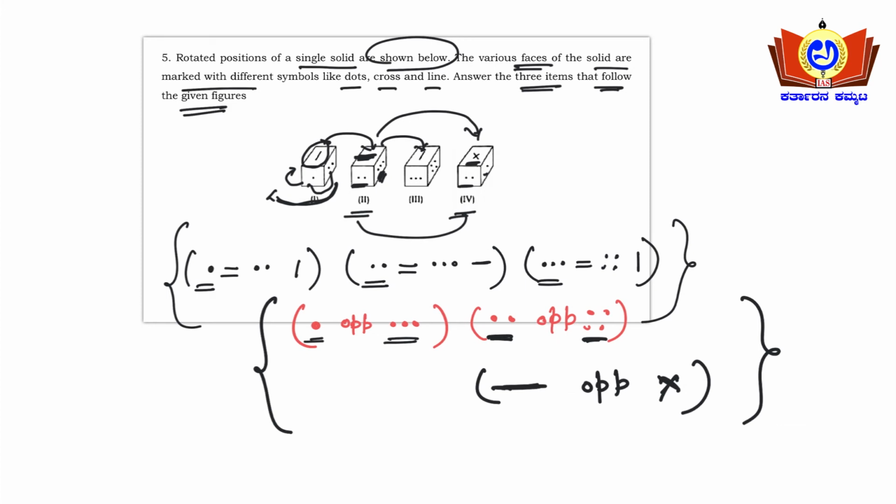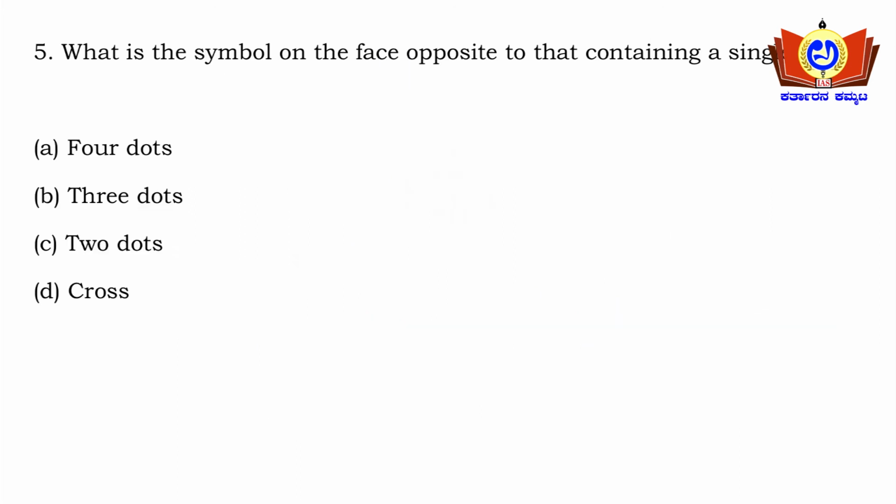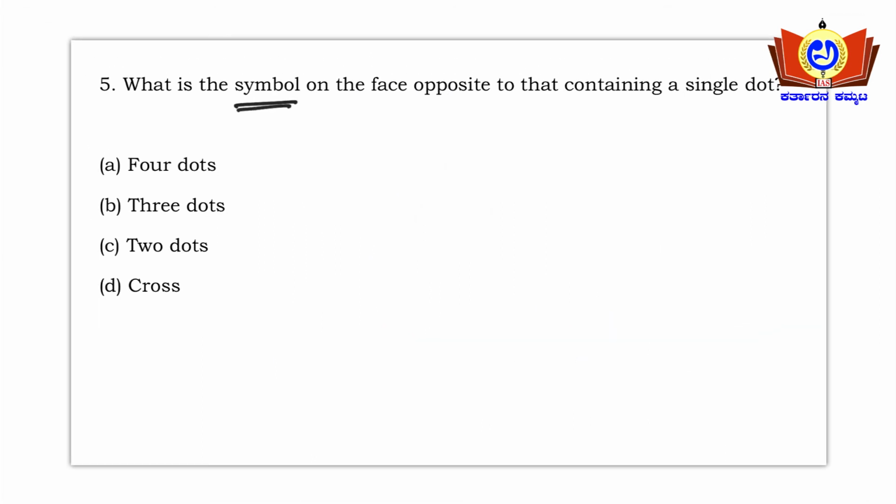So answer the following items that follow here. You need to take a note of this. The question is, what is the symbol on the face opposite to that containing a single dot here? Single dot is opposite to 3 dots here. So option B is the right answer here.